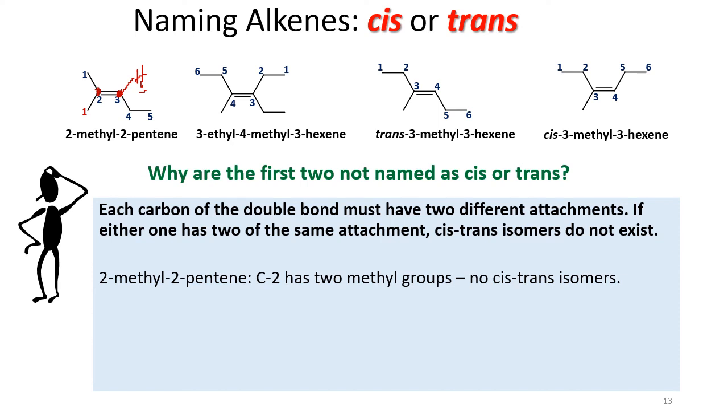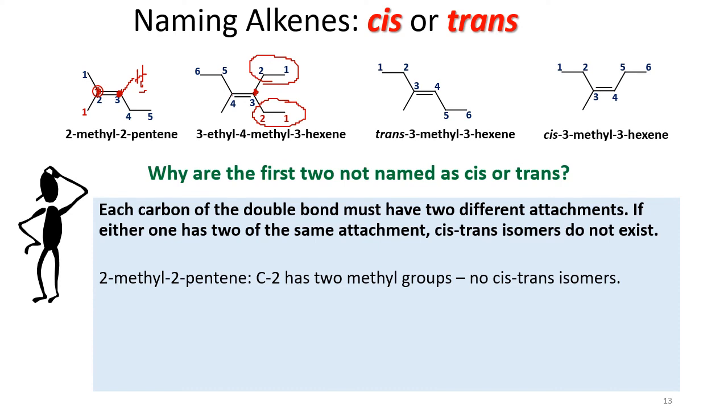We do the same analysis of 3-ethyl 4-methyl 3-hexene. We could start numbering from there and have the same molecule, right? Well, focus in on that carbon 3. Carbon 3 has an ethyl group up top, ethyl group down below. Same thing. I could swap those two positions and I'm not changing anything, right? There are no cis-trans isomers for this.